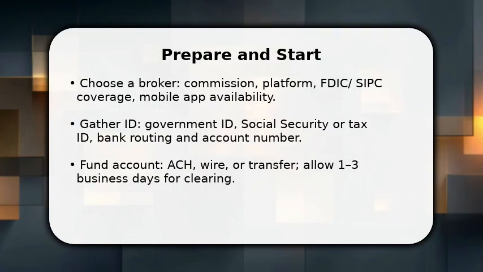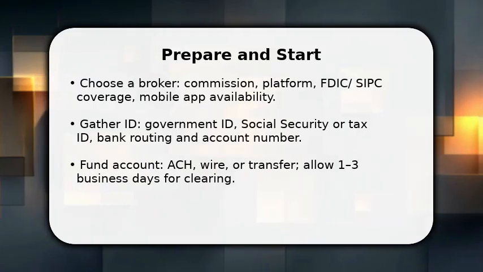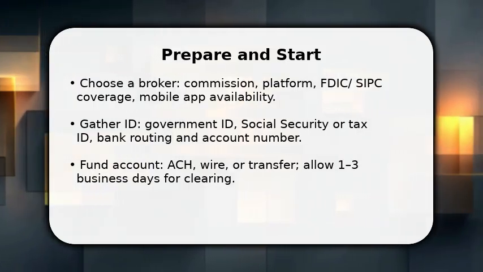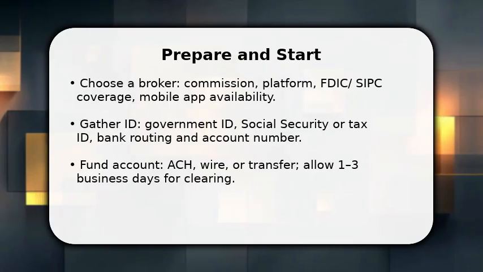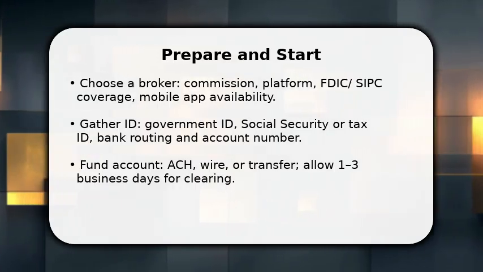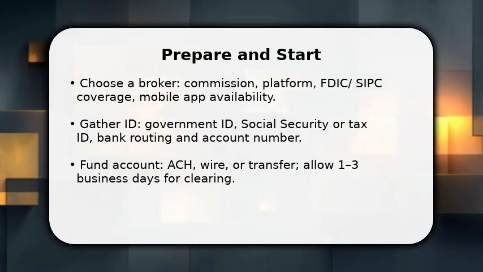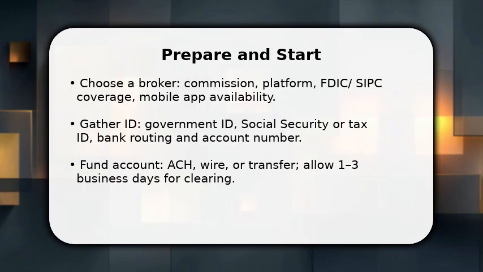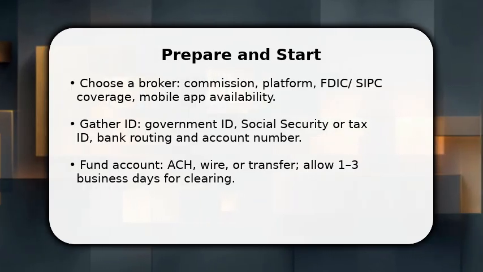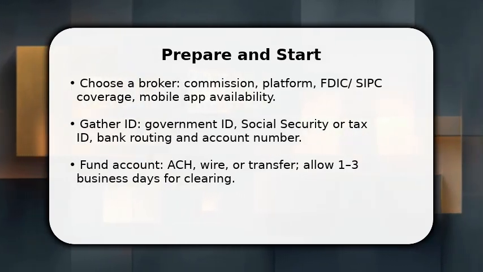You're ready to buy Apple shares. First, pick a reputable broker that fits your needs and confirm FDIC or SIPC protections. Once chosen, upload a government ID and provide your tax ID so the account can be approved. Then link your bank and fund the account with ACH or a wire transfer. Make sure you account for the 3-day clearing period.